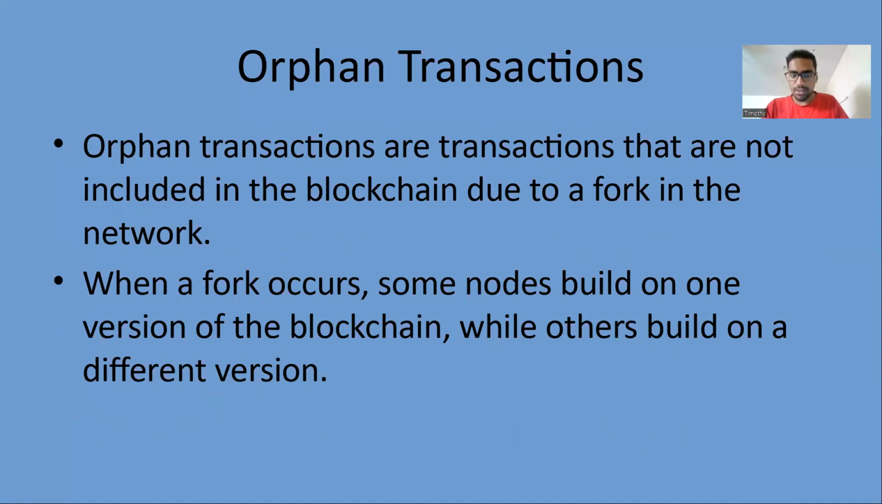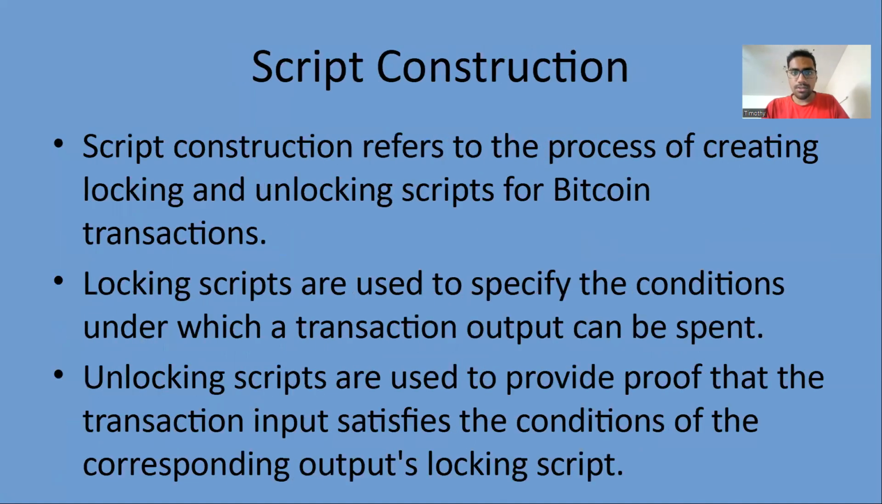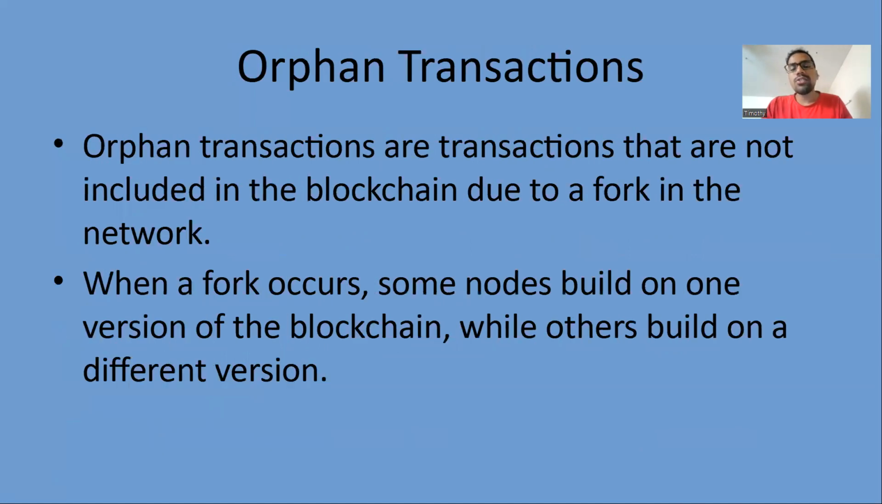Orphan transactions. Orphan transactions are transactions that are not included due to a fork. What is a fork? Let's say there's a blockchain, and Alice pays Bob, and that transaction comes in a block. That block comes into the blockchain, and Alice tries to do a double spend and pays Carol the same amount, linked to the previous transaction. So then we have a fork. There are 2 blocks: Alice paying Bob and Alice paying Carol, and it's the same coin.